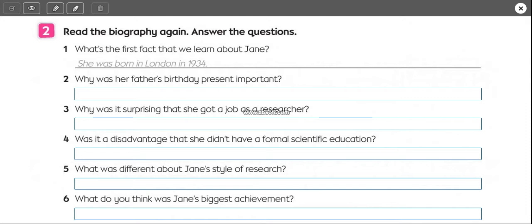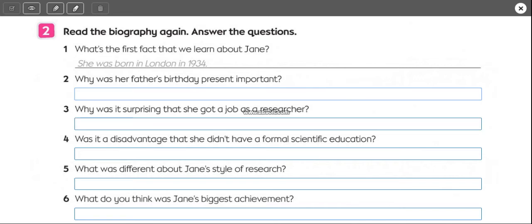Number 2, read the biography again and answer the question. What's the first fact that we learn about Jane? Good. She was born in London in 1934. Number 2. Why was her father's birthday present important? present اللي هو عطاها أبوها. تتذكرونا؟ Good. Why was it important? Yes, this present made her love the animals.